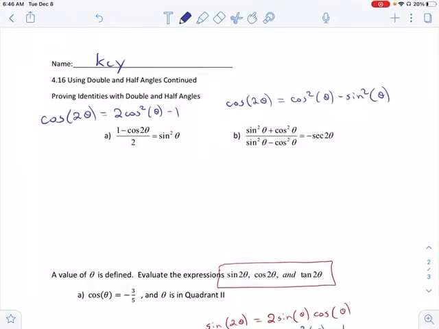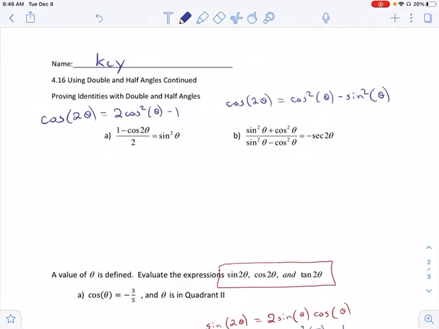Hey everyone, and welcome to the second day of double and half angle identities. Today we're going to use our new information of double angles in particular with just some basic trig work, but then also proving some identities.